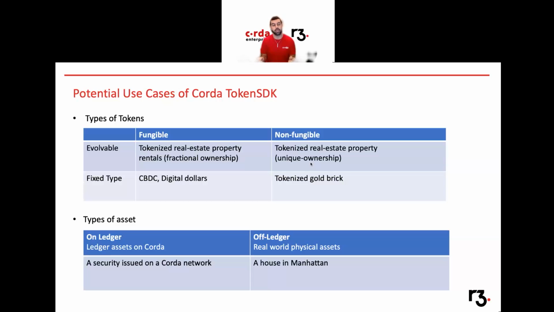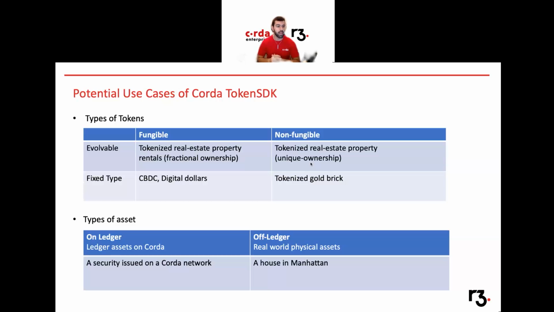The house that cannot be split in that case. And that, again, just depends on how you model it in your code. As far as fixed type fungible tokens, there's things like digital dollars, right? And non-fungible would be something like a gold brick. You can't break a brick in half, right? Well, or at least you should not break a gold brick in half. And so that would be something that's fixed. It has a set weight. Let's say it's 1 troy ounce.